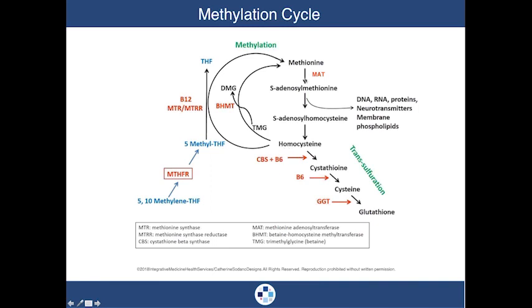Now remember, methionine and then S-adenosyl methionine, that's all needed to create DNA, RNA, proteins, neurotransmitters, membrane phospholipids to keep the integrity of the nervous system, and also for DNA, turning genes on and turning genes off.